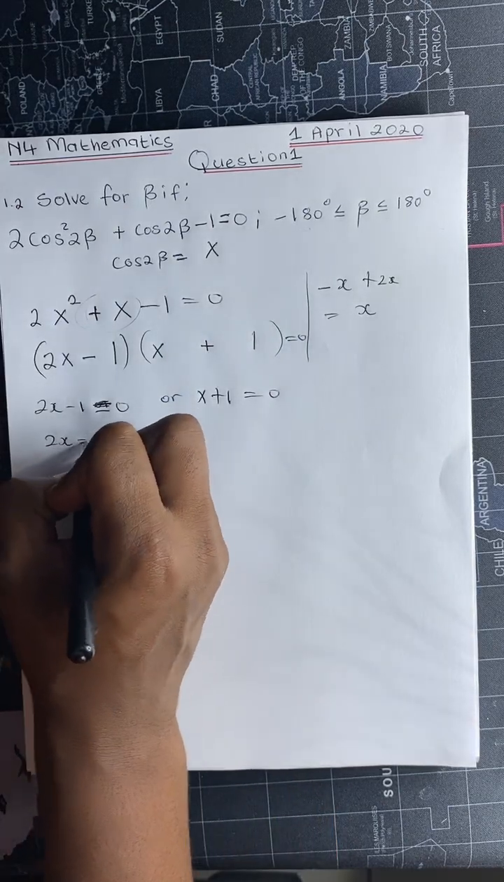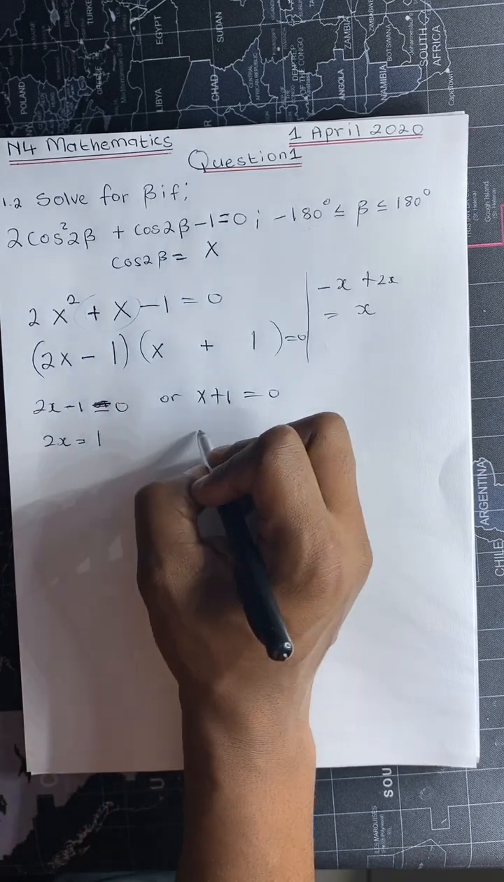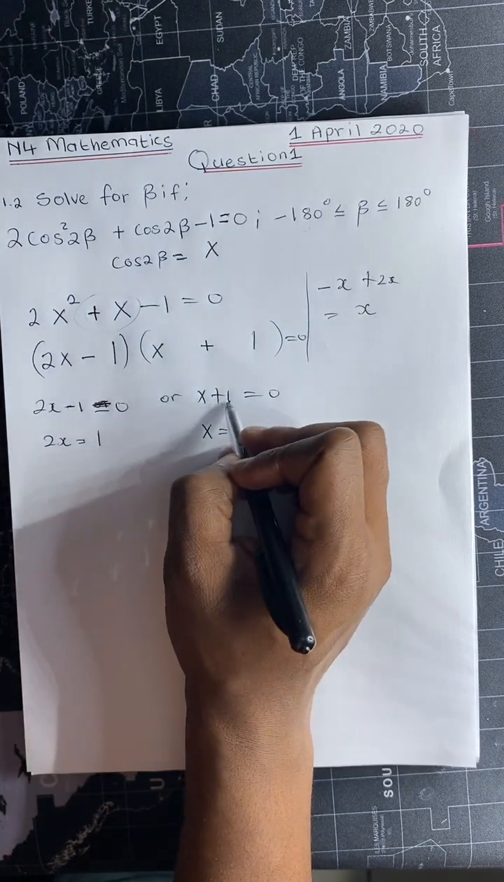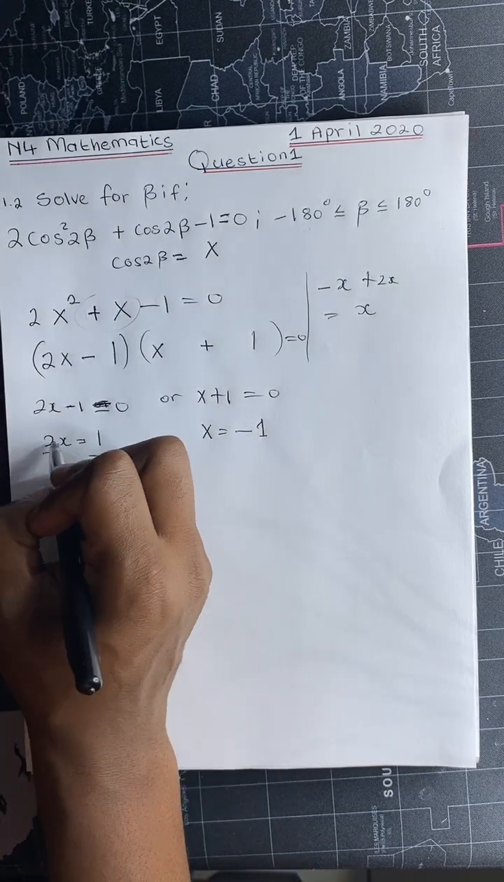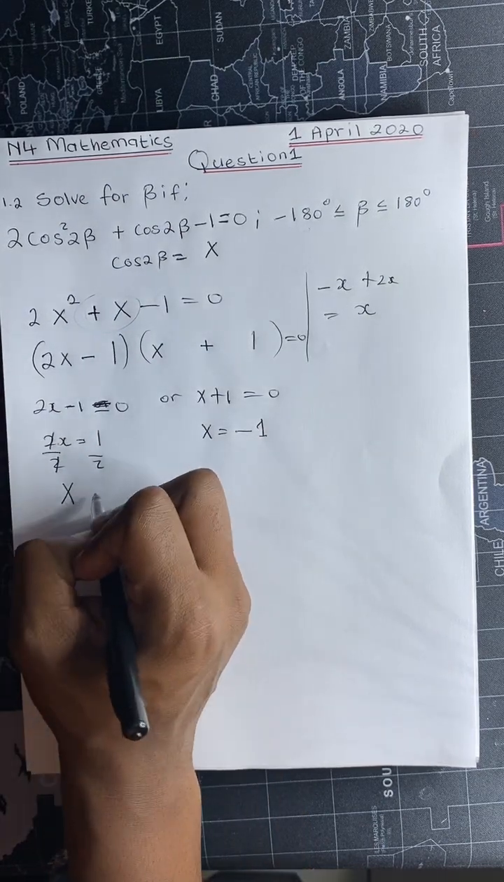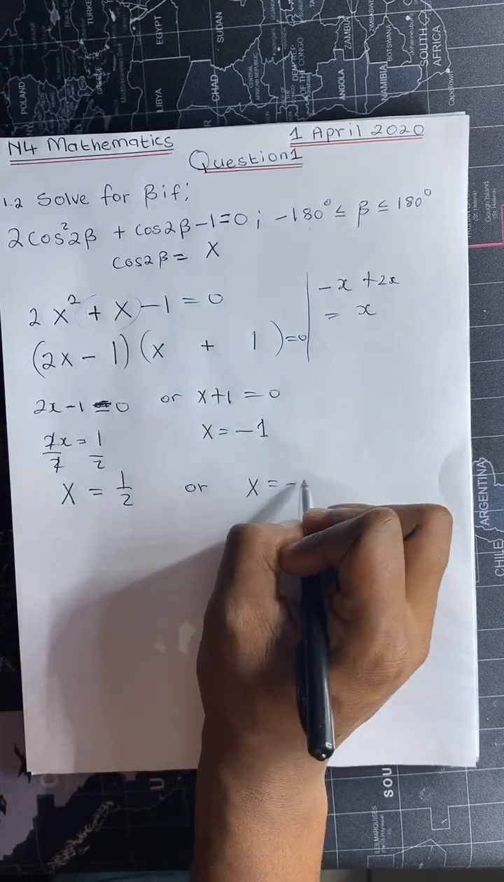So we solve for x. This negative 1 to the right is going to change sign from negative to positive. We take this 1 to the right, it's going to be negative 1. So we divide both sides by 2 so that that 2 can cancel out with that 2, and x will be equals to 1 over 2, or x will be equals to negative 1.